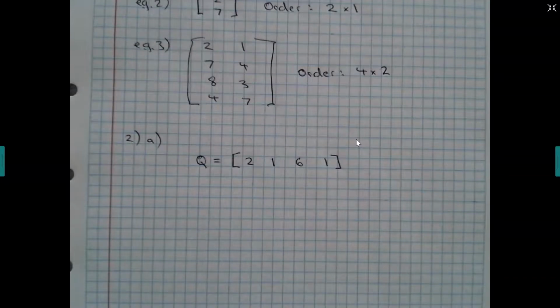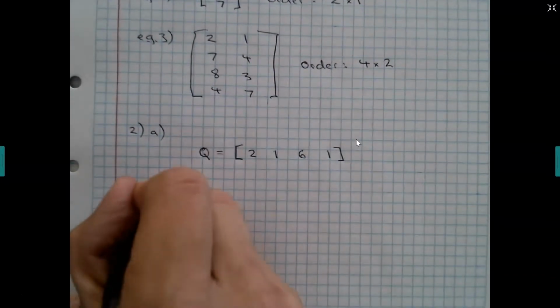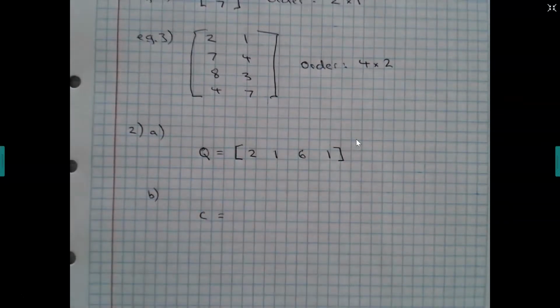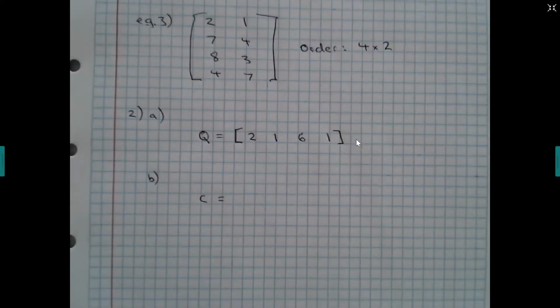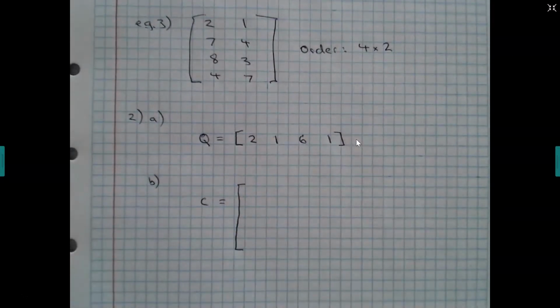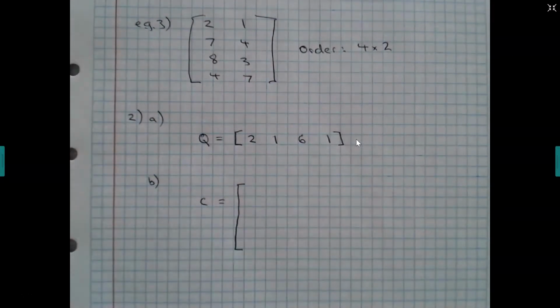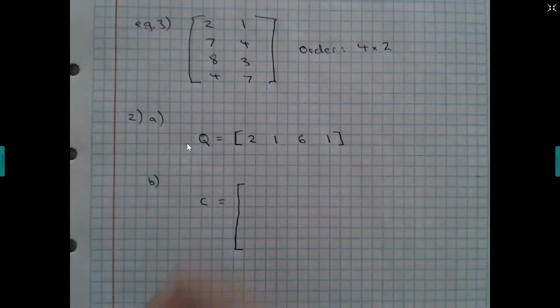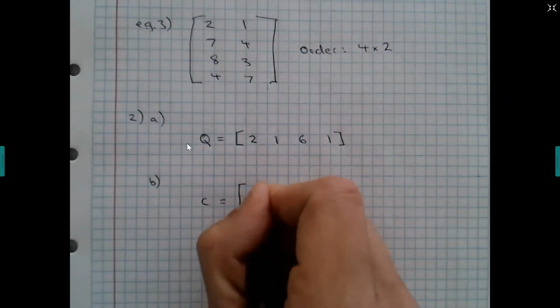Alright, we're getting the point of this. And then for part B, they want us to do the costs in a column matrix. So costs, I'd use C to describe that matrix. And so the cost of the bread was $1.95 per loaf. So therefore the first input is going to be $1.95. You don't put in the dollar sign, you just write 1.95.